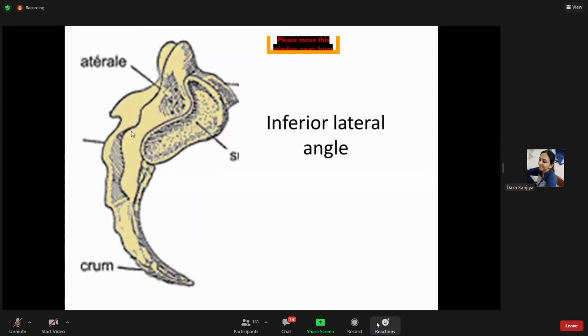Now, if you see the two portions of the lateral surface, the upper broad part and the lower narrow part, see the direction of the upper broad part, and this is the direction of the lower narrow part. It forms an angle, and that angle is called the inferior lateral angle of the sacrum. So what is the inferior lateral angle? It is the angle between the auricular surface of the upper broad part and the lower narrow portion of the lateral surface.